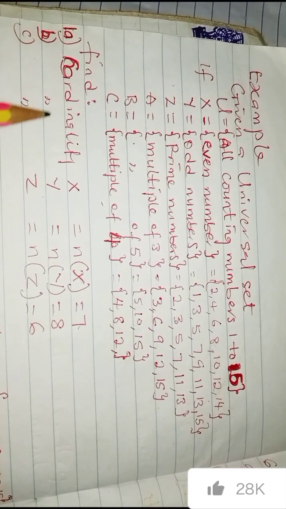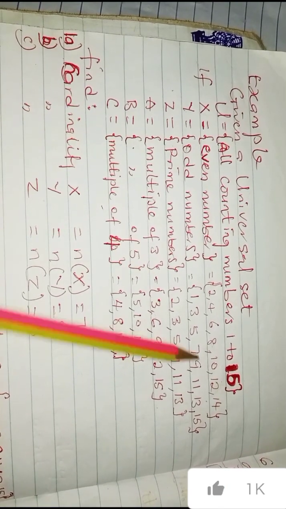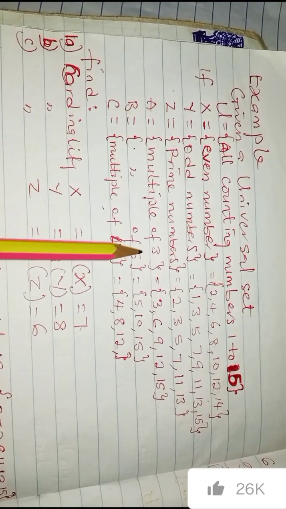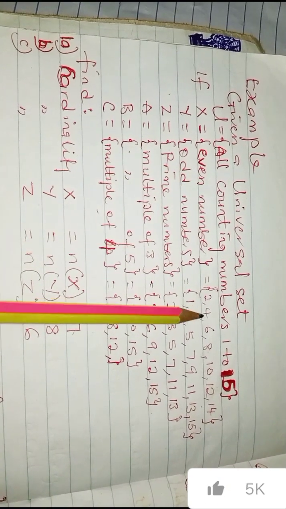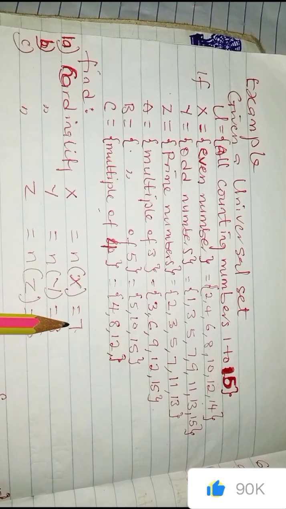On the same question, I want to look at the cardinality. We have done the first one. Let's look at the cardinality. What is the cardinality of X? Cardinality of X is the number of elements contained in X. Let's count all the elements: 1, 2, 3, 4, 5, 6, 7. That's why you have 7.